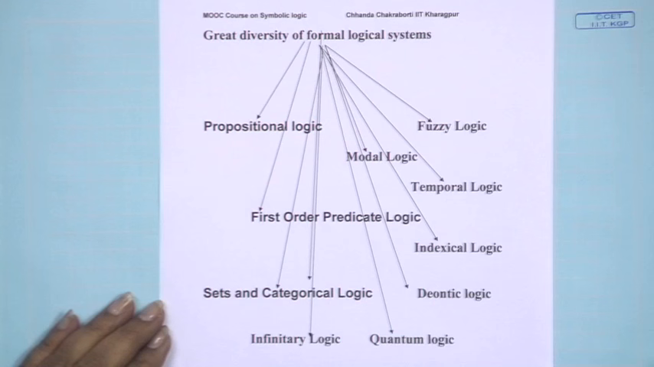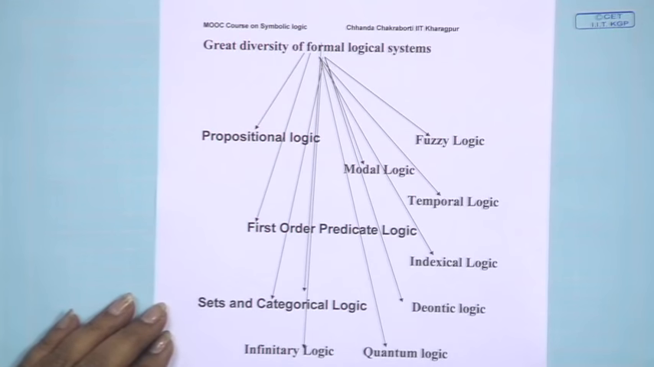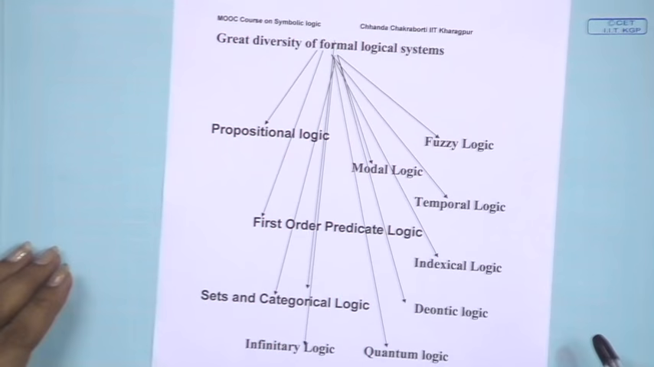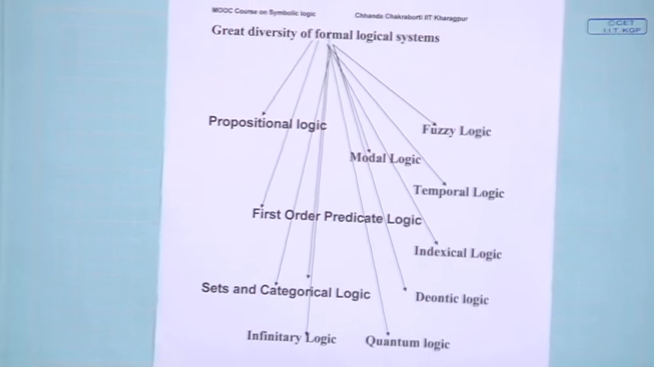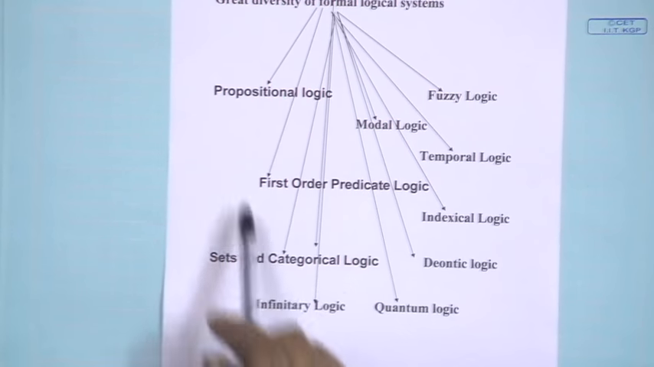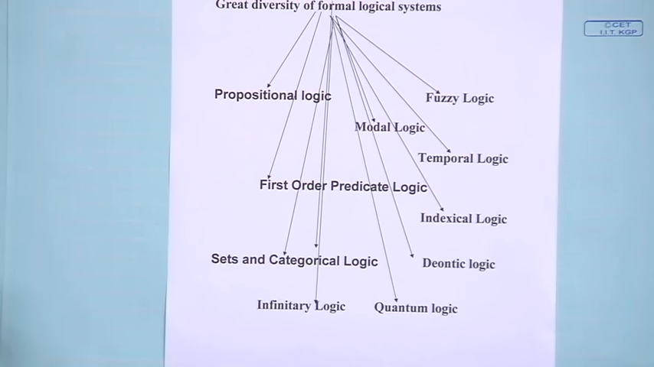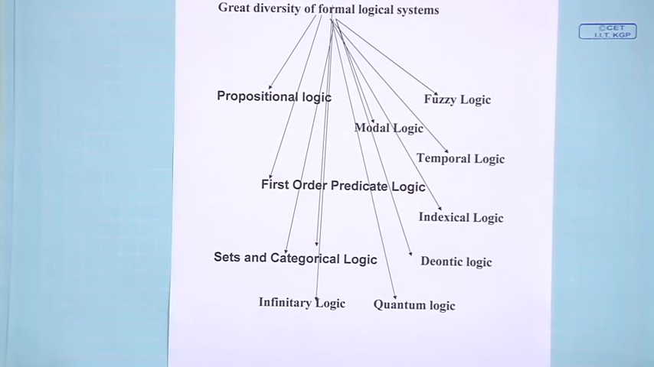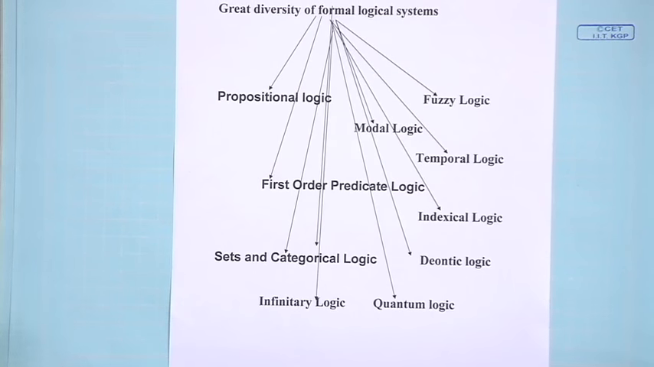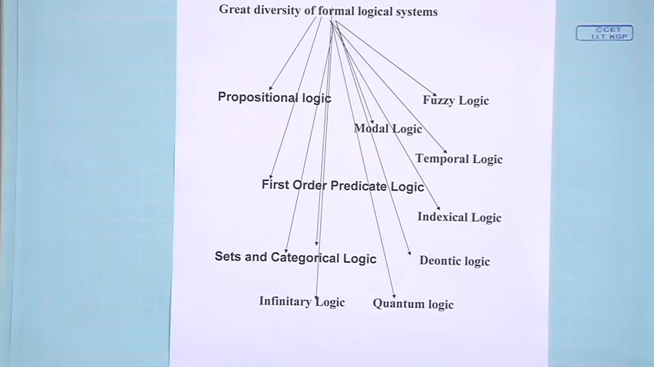So I'll end this module with an introduction: there are many kinds of formal logical systems, many. This is not to give you a proper or complete picture, but just to show you that there are many kinds of logics. That is something you must take away from this course, that there are different kinds of logics. Why? Because of necessity. Wherever we have needed to, logics have been discovered or devised.